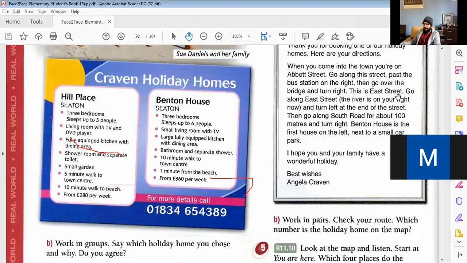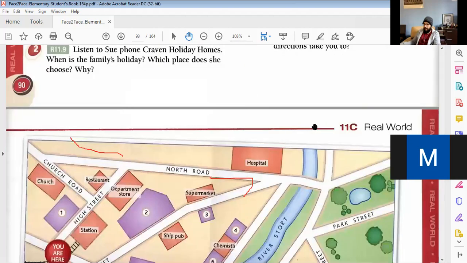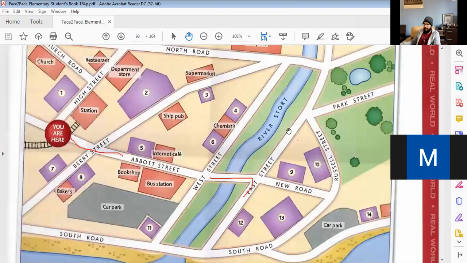Okay. Then it says, go along East Street. The river is on your right now. تمام معناها مفروض في East Street نستمر في East Street. And she said the river is on our right. شو معناها the river is on our right? النهر على يمينك الآن. Correct. Yeah. بالضبط. Okay. So معناها صح ماشيين احنا.